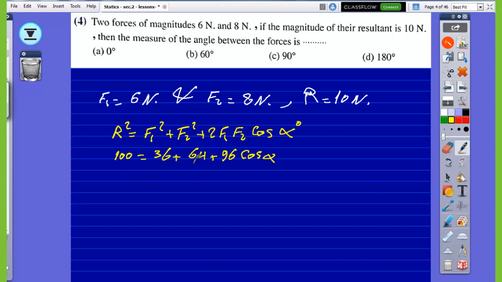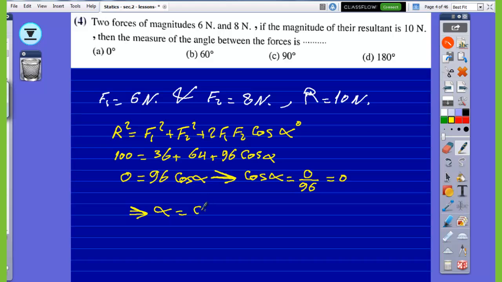We have 36 plus 64 equals 100, and 100 minus 100 equals 0. So 0 equals 96 cosine alpha, and cosine alpha equals 0 divided by 96, which equals 0. So alpha equals cosine inverse of 0, which equals 90 degrees.